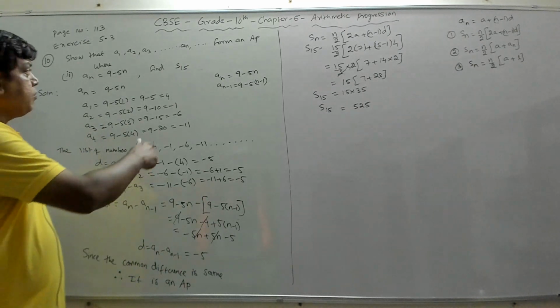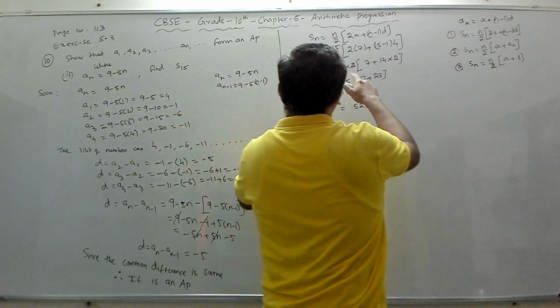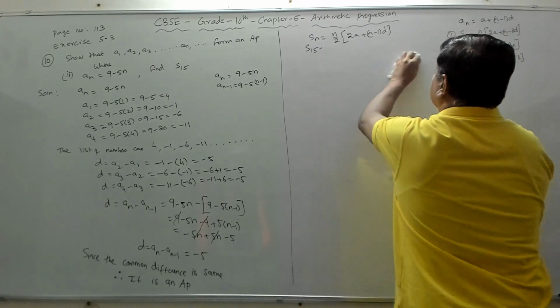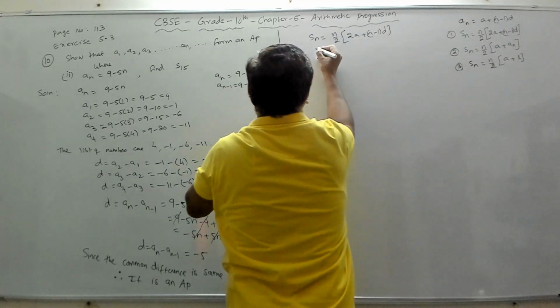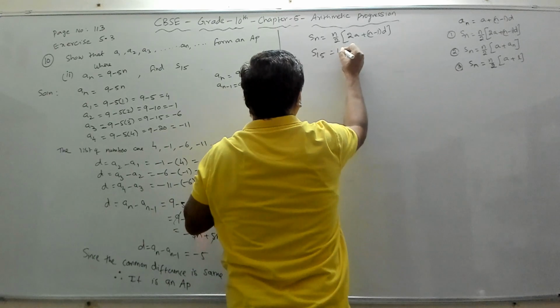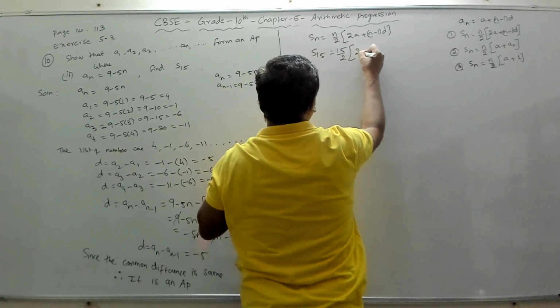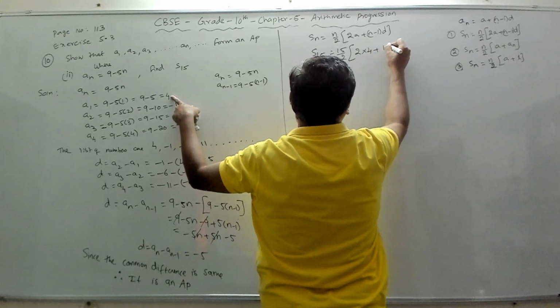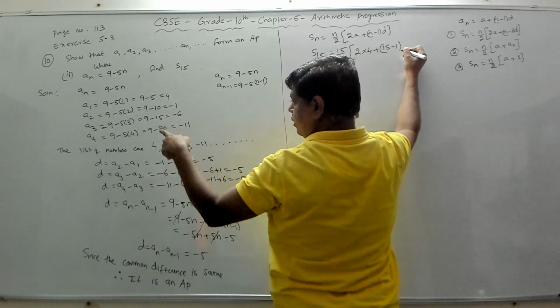Now we have to find the sum of first 15 terms. So S15 is equal to, we'll substitute in that formula. So our S15 is equal to 15 by 2, which is n by 2 into 2a. 2 into a, first term is what? 4. 2 into 4 plus n minus 1. n is 15 minus 1 into d. d is how much? Minus 5.